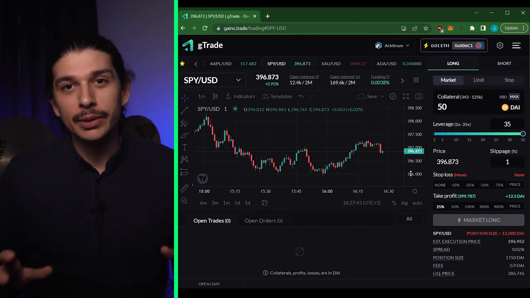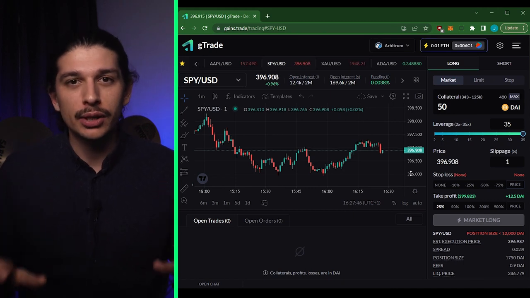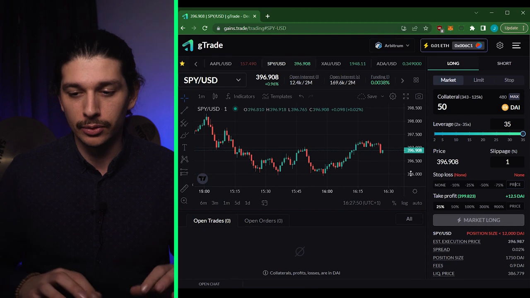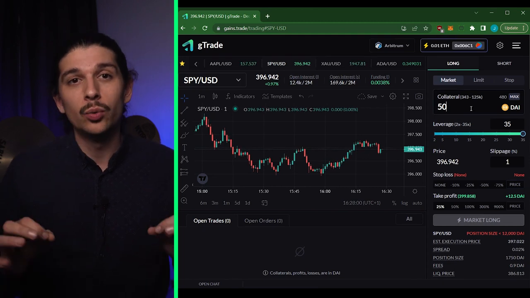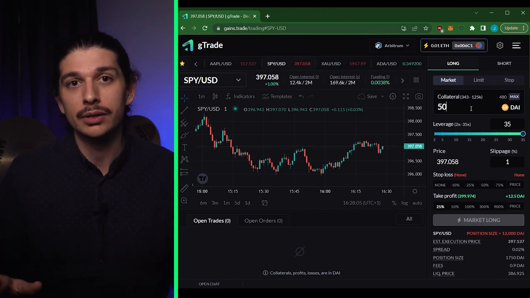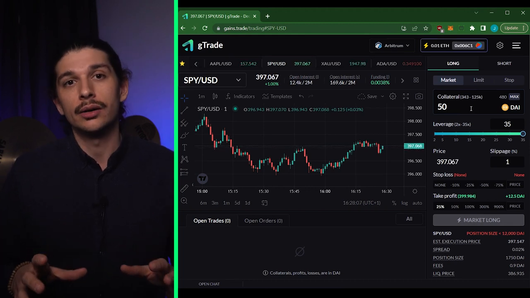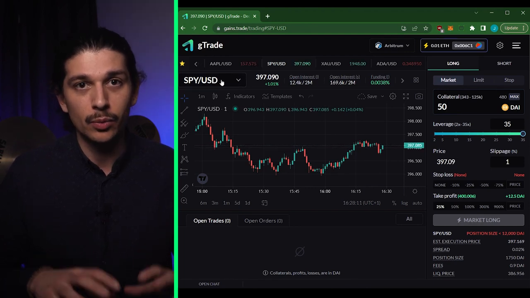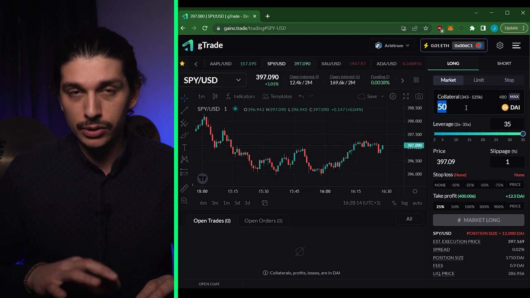So we've placed a limit order going short, and let's now try to go long using a market order to see just how quickly Gains Network will execute that. As I mentioned earlier, Gains Network will allow me to open positions on cryptos, stocks, forex, and even commodities like gold. So I'm going to go ahead and try that out going long on SPY. So I've clicked on pairs and I've typed in SPY, and it's giving me this position.